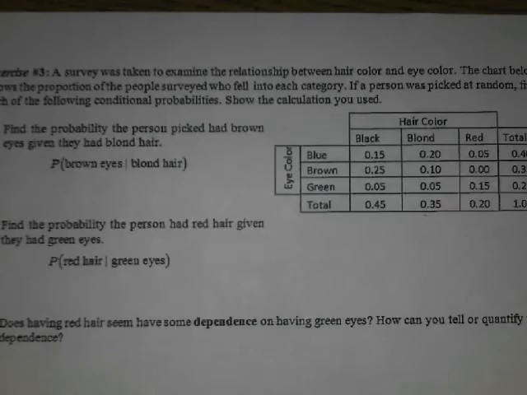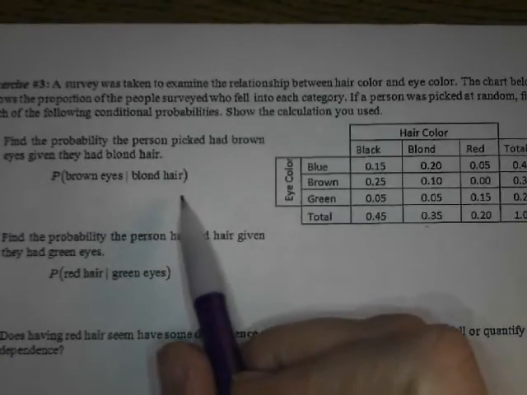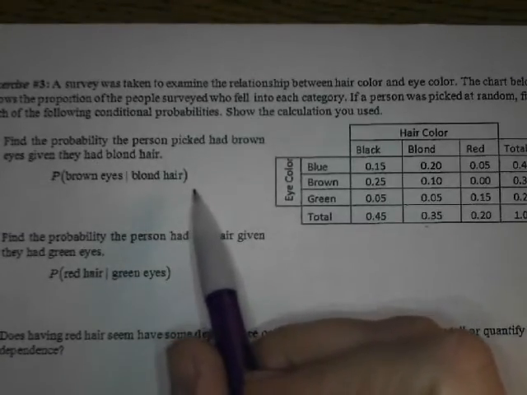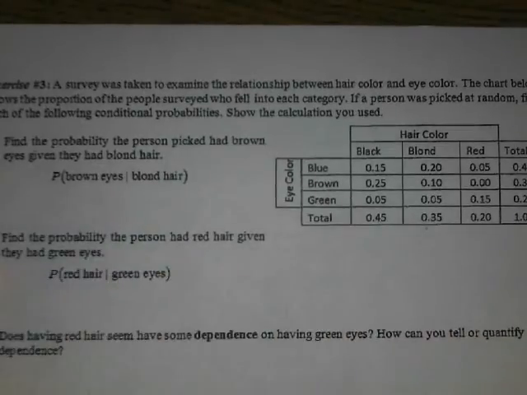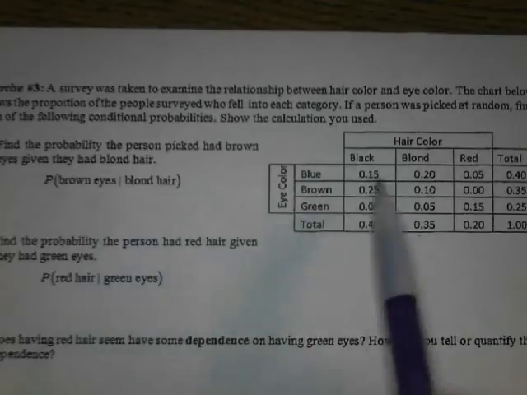Margaret, what'd you come up with over there for part A? What'd you say? But what was your fraction before you give me the final answer? Did you have something over something? Where'd you get .10 from? So, blonde hair, brown eyes was .10.